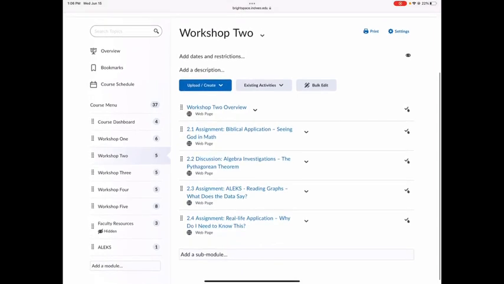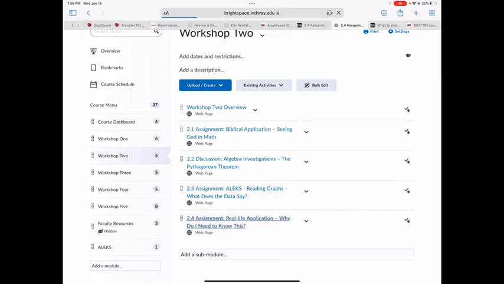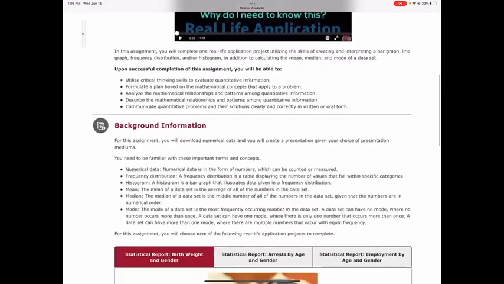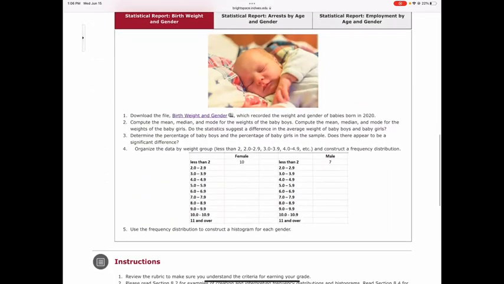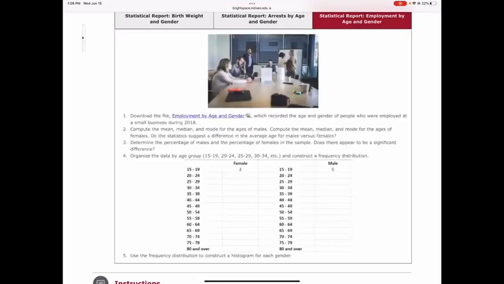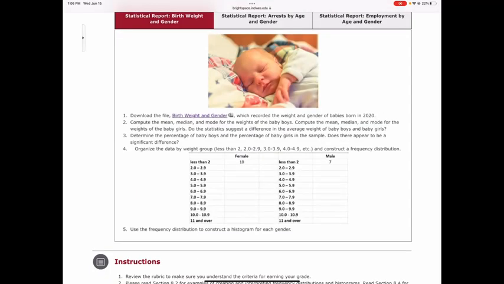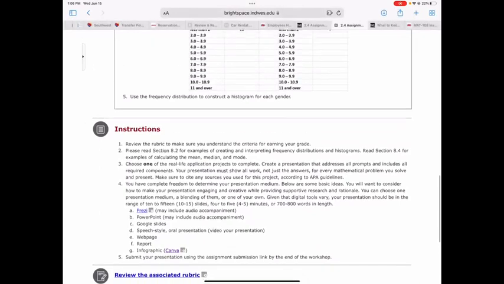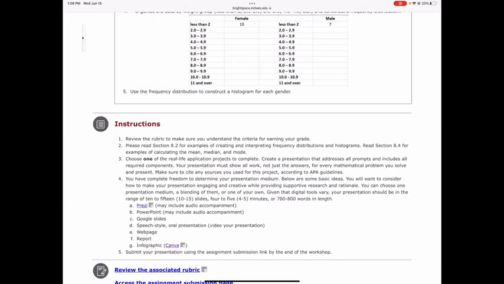For 2.3, it's Alex, and it gives you some different videos and things to watch, and if there's issues that you have with Alex, please let me know. That's the interactive homework. And the last is 2.4, why do I need to know this? It gives you a little bit of an Excel homework to do. They're all equally as difficult or easy. Each one of them gives you a set of information and asks you a bunch of different questions, and it wants you to put it in some sort of a Prezi or PowerPoint type presentation afterwards.